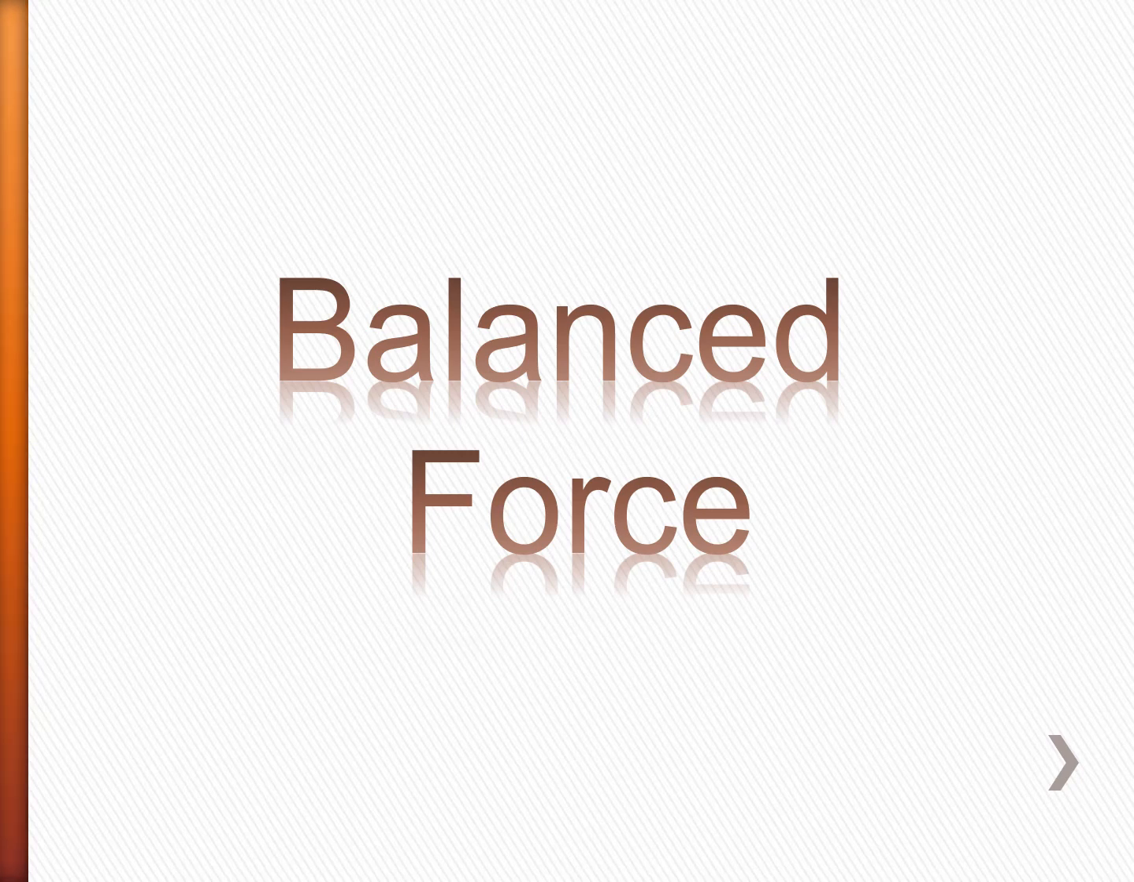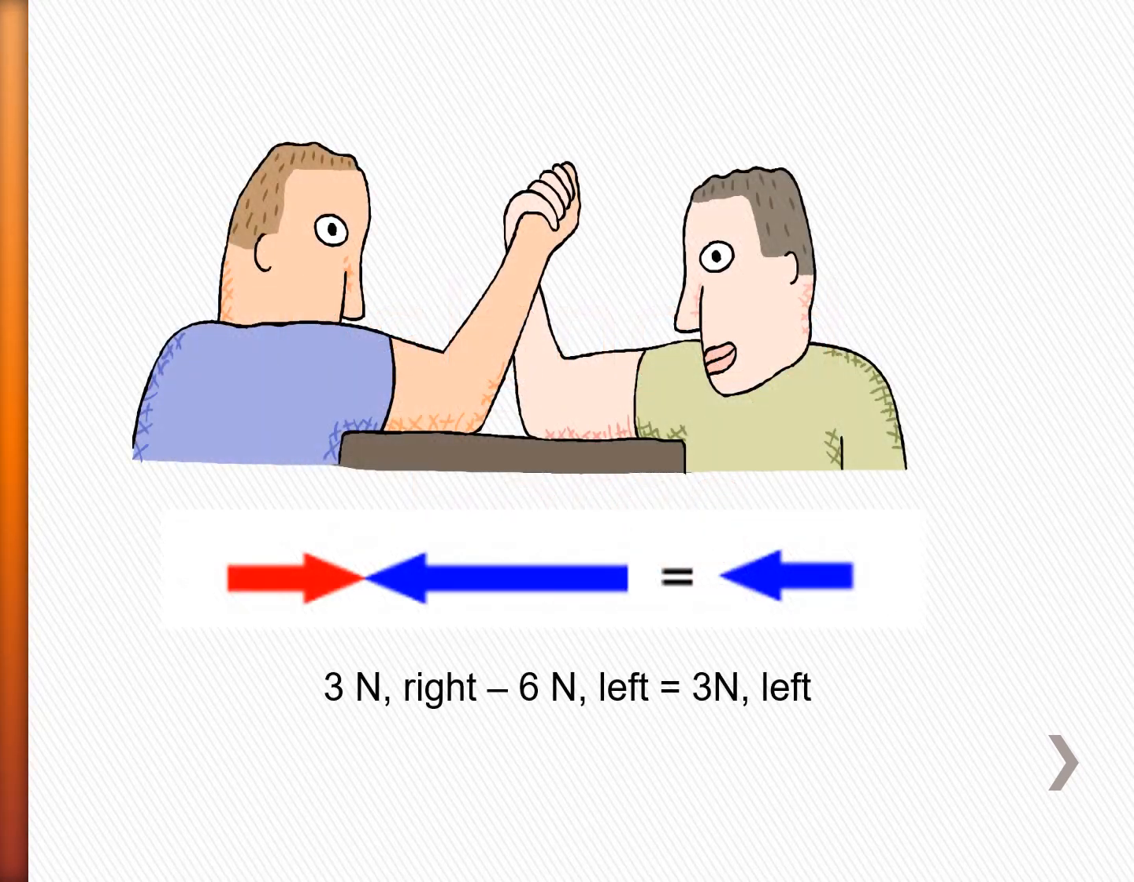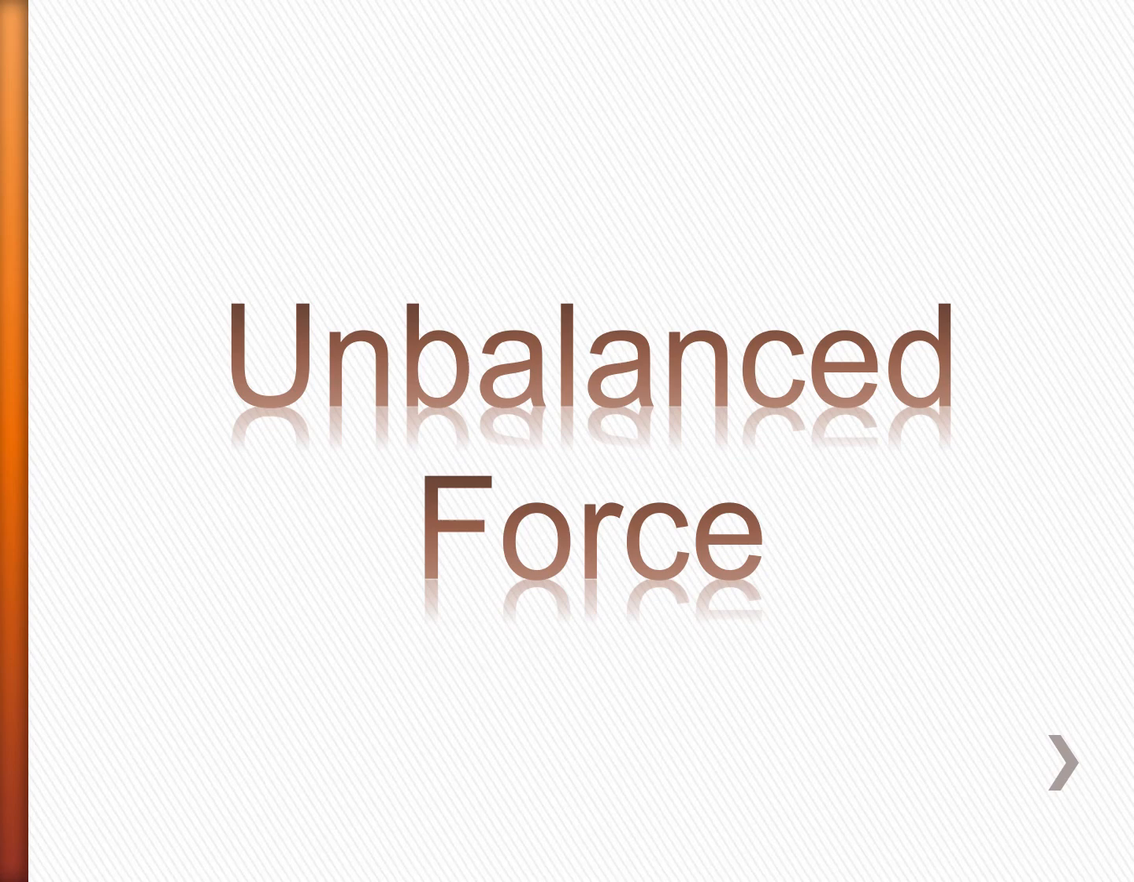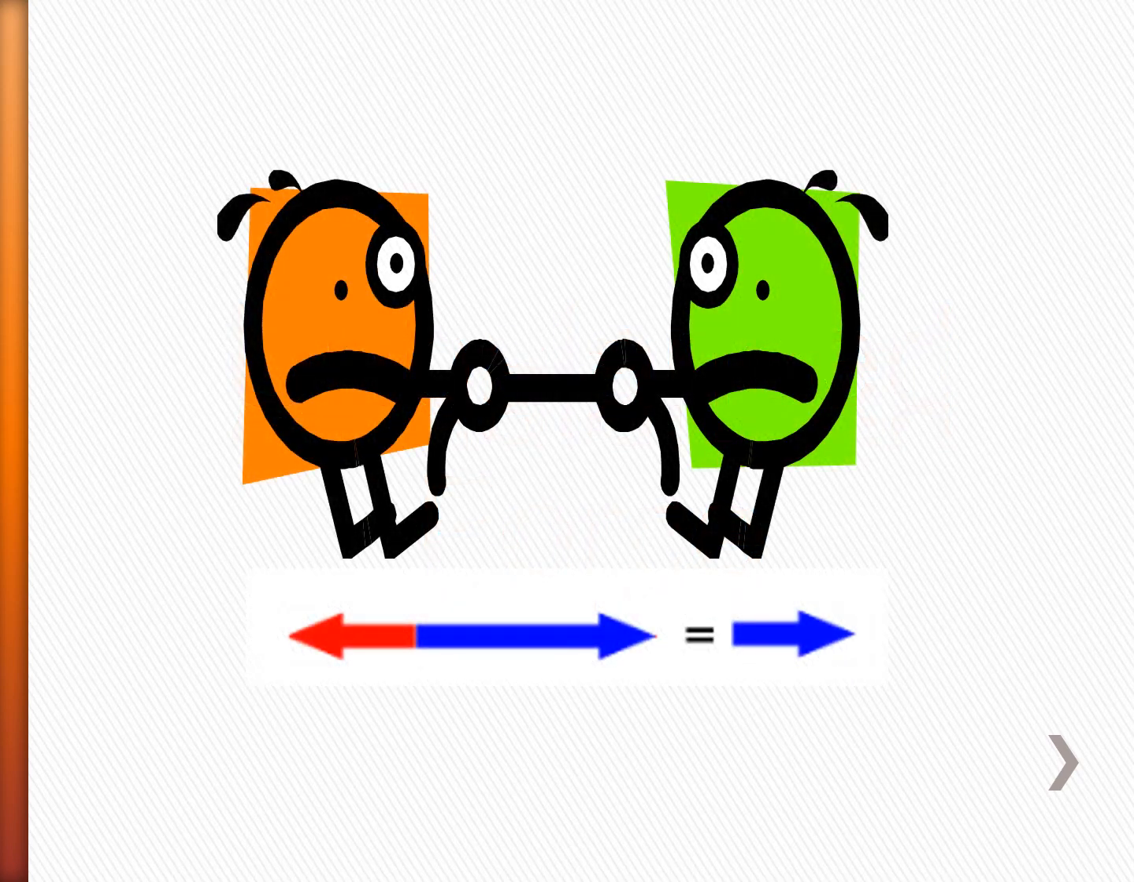Next, two people playing arm wrestling. So we have here a short arrow and a longer arrow. If we look at the length of the arrows and the magnitude of the forces, this is an unbalanced force, right?